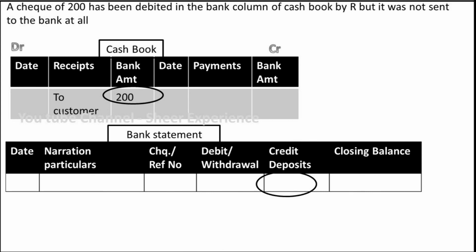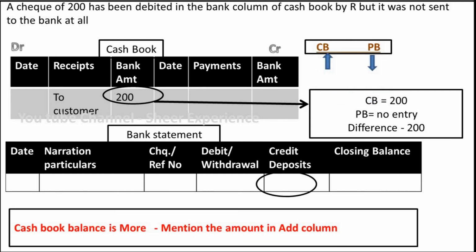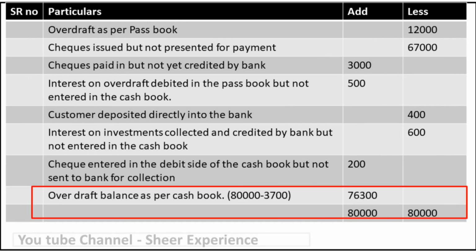The difference between cash book and passbook is 200. The cash book balance is more than the passbook balance. Here I am preparing the bank reconciliation statement with the overdraft passbook balance, so I am checking only the cash book balance. The cash book balance is more, so I will mention this 200 in the add column. And in the particulars column: check entered in the debit side of the cash book but not sent to bank for collection. Now we have to total the amounts in the add column and less column.